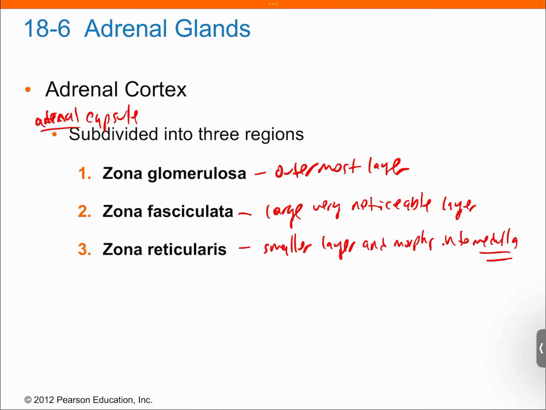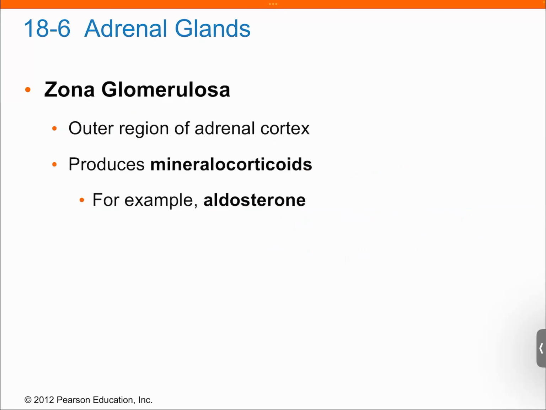Now that's all great, but what do they all do? Well, they all have specific tasks, right? So for instance, the zona glomerulosa is the outermost region, the first one. A lot of the cells here look kind of like grape clusters, and you'll see that when we take a look at the histology. But what this one is actually producing is mineralocorticoids.